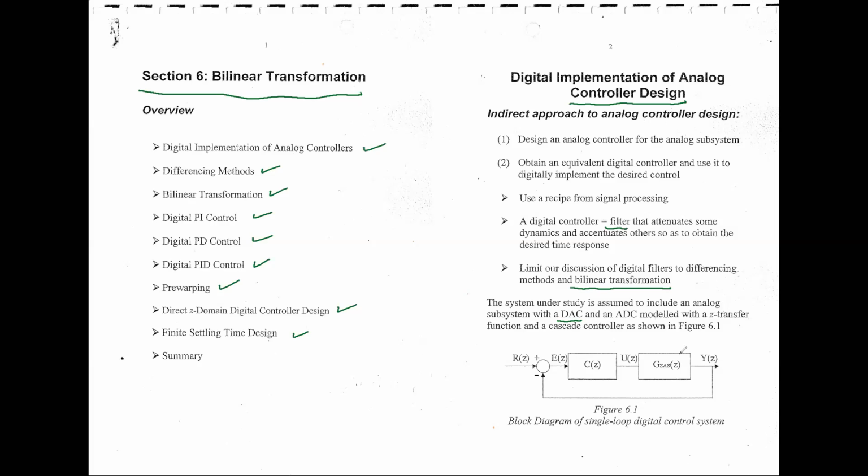Let's say you have an analog plant. Basically the first thing you would have is a digital to analog converter to convert the digital controller signals, or to hold the digital signals by using a zero order hold. And later after the plant, you would have an analog to digital converter. That would basically sample the outputs and give you the digital, or sampled, version of the output.